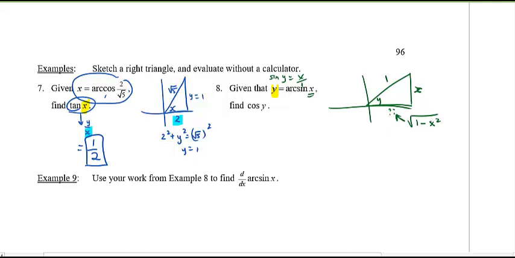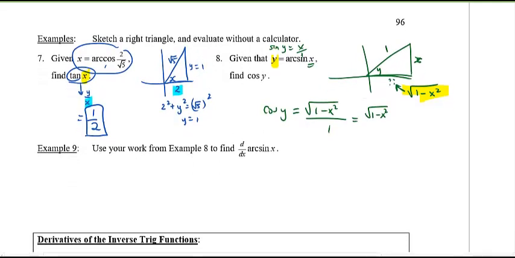So, what is cosine of y then? Well, cosine of y is defined as the adjacent side, which is just the square root of 1 minus x squared, and hypotenuse, which is 1. So we don't have to really divide that by 1, but if you wanted to, that's fine. I prefer if you just write it as this. Okay, so you're like, why did we do that? Who cares? Now you care, because I want you to do example number 9. Number 9 says, can you find the derivative of arc sine of x? And I'm going to use the work from example 8 to help you.